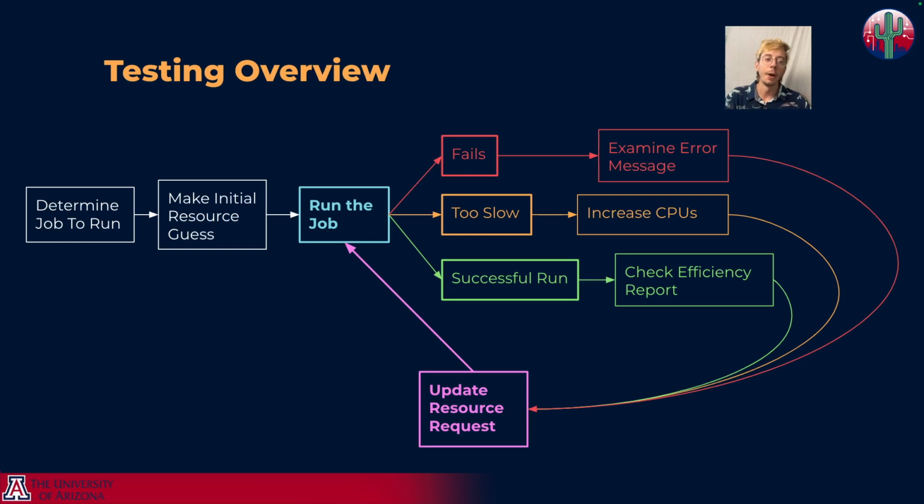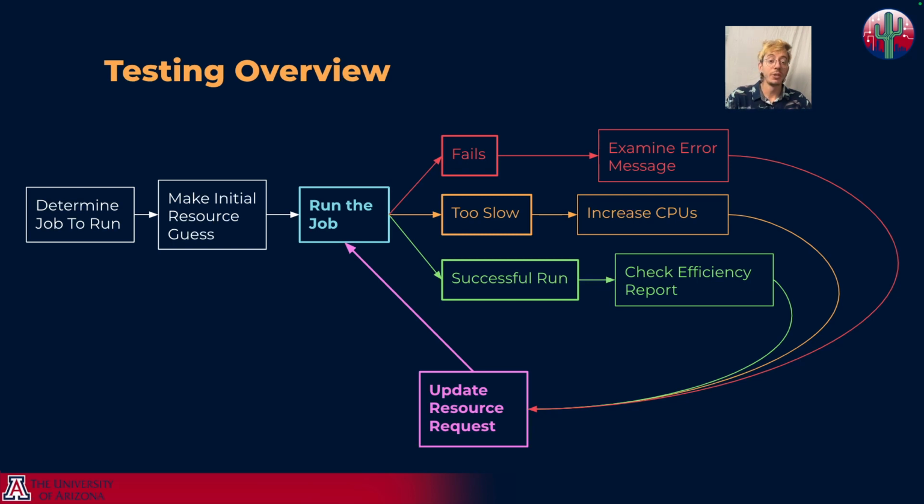If you get something like an out-of-memory error, then you'll want to increase the number of CPUs that your job is requesting in order to increase the total RAM. Remember that discussion that we had on CPUs and memory, right? So depending on the output of the error message, you'll need to update your resource request or potentially update other aspects of your job in order to make it run successfully.